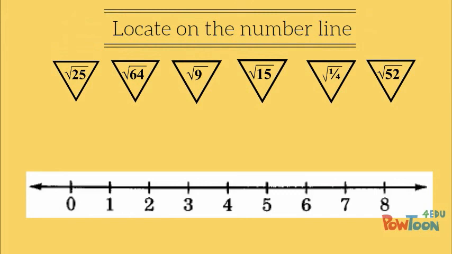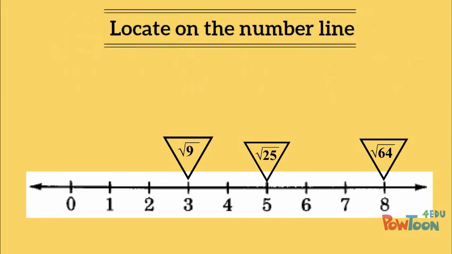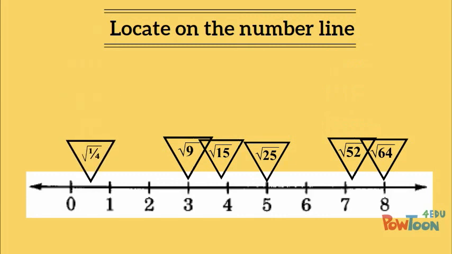Of these 6 numbers, the first 3 have integer values and can be placed directly on the number line. The square root of perfect squares will be integer values. The square root of 15 is a little less than 4. The square root of 52 is a little bit more than 7. And the square root of 1/4 is 1/2.